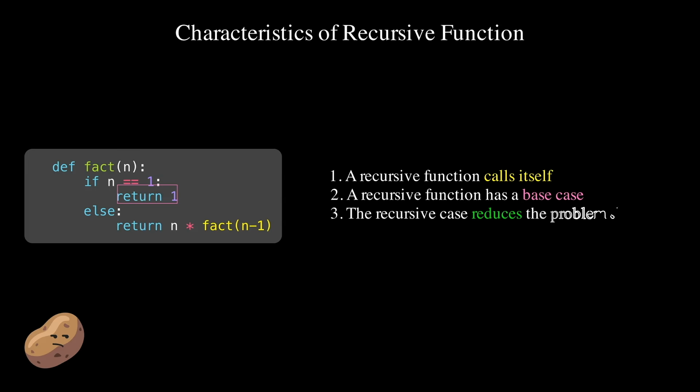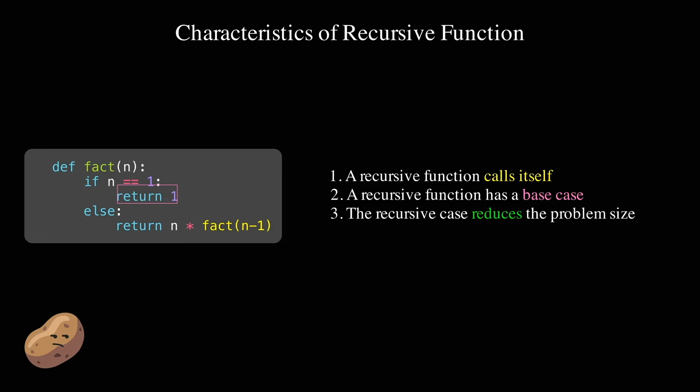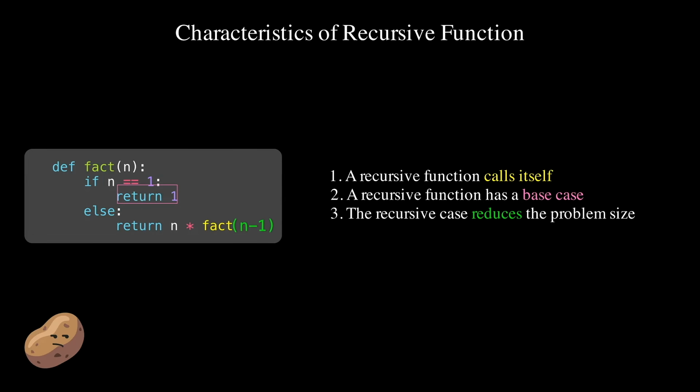3. The function has a recursive case, which helps to gradually reduce the problem size. This is the most critical part of a recursive function. Notice, while calling the function itself, the argument is no longer factorial of n, but factorial of n minus 1. Without doing this, your recursive function will never get to the base case. These are the 3 characteristics you need to remember by heart when designing your own recursive function.